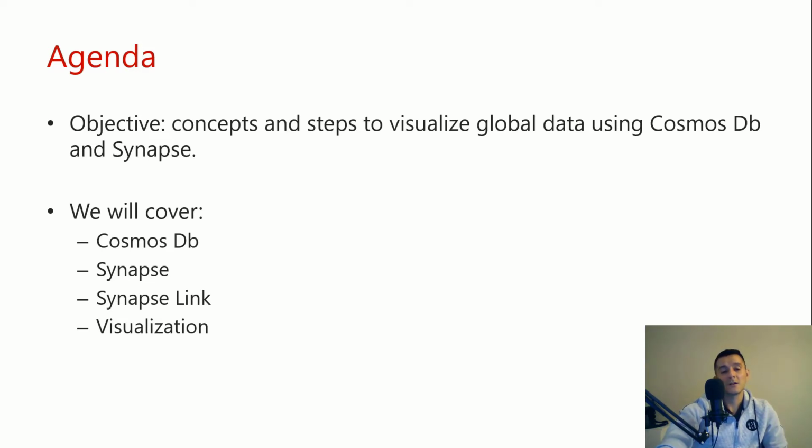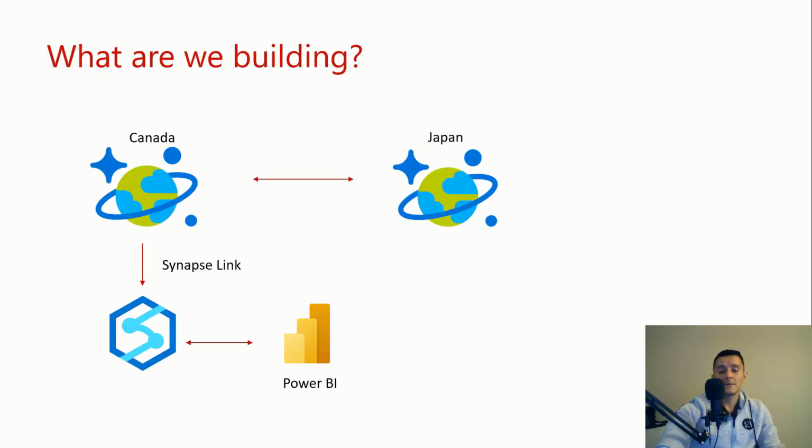But I'm also going to cover Synapse and the Synapse Link, and then I'm going to use Power BI to create just a couple of visuals to show you how we can have Power BI auto refresh with data that is coming from anywhere on the planet. What are we building? We're going to have 3 demo sections in this session today. The first one, we're going to look at the Cosmos DB piece. The second one, the Synapse piece. And the last one, the Power BI piece.